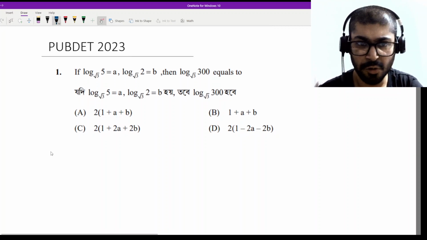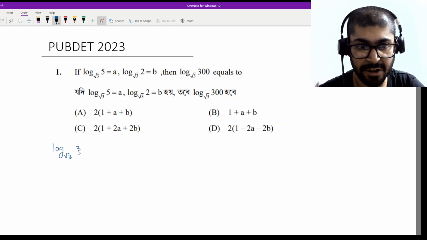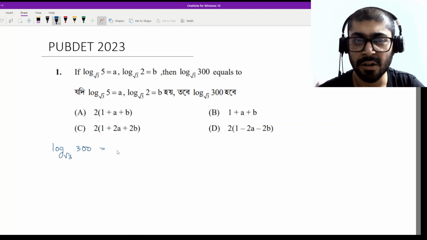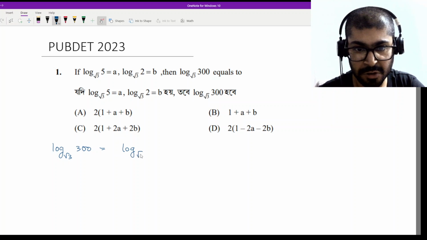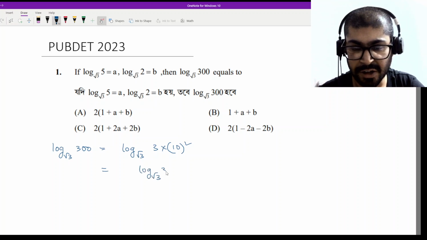First let us factorize 300. Alright, log root 3 base 300. Alright, we have to get this down into 3's, 2's and 5's. So this will be log root 3 base 3 into 10 square. Alright, I hope you agree with this. So I can write log root 3 base 3 plus log root 3 base 10 square, right?